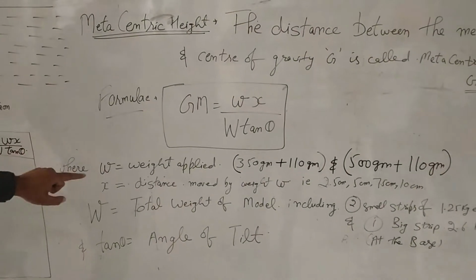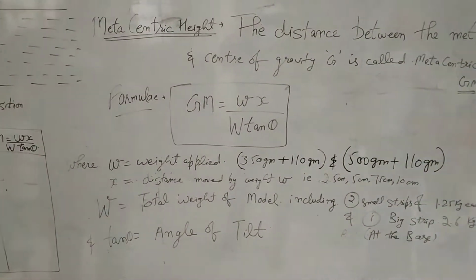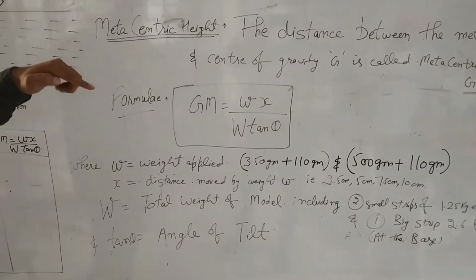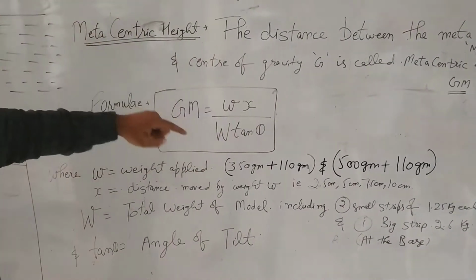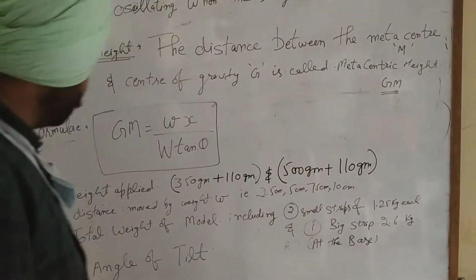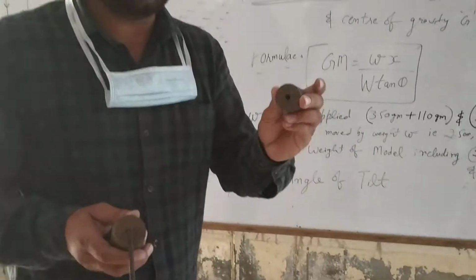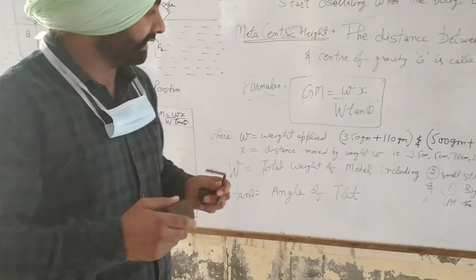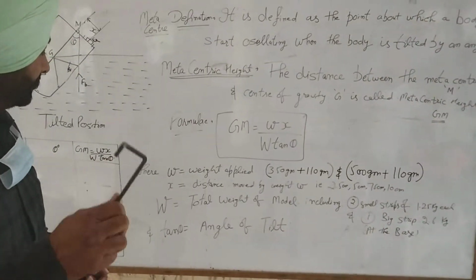Now in this, small w is the applied weight. When you tilt this body, you have to apply some weight. So we have two weights, 350 grams and 500 grams, including the hanger weight, which is 110 grams. Out of these two weights, this one is 350 grams and this is 500 grams. The weight of this hanger is 110 grams.